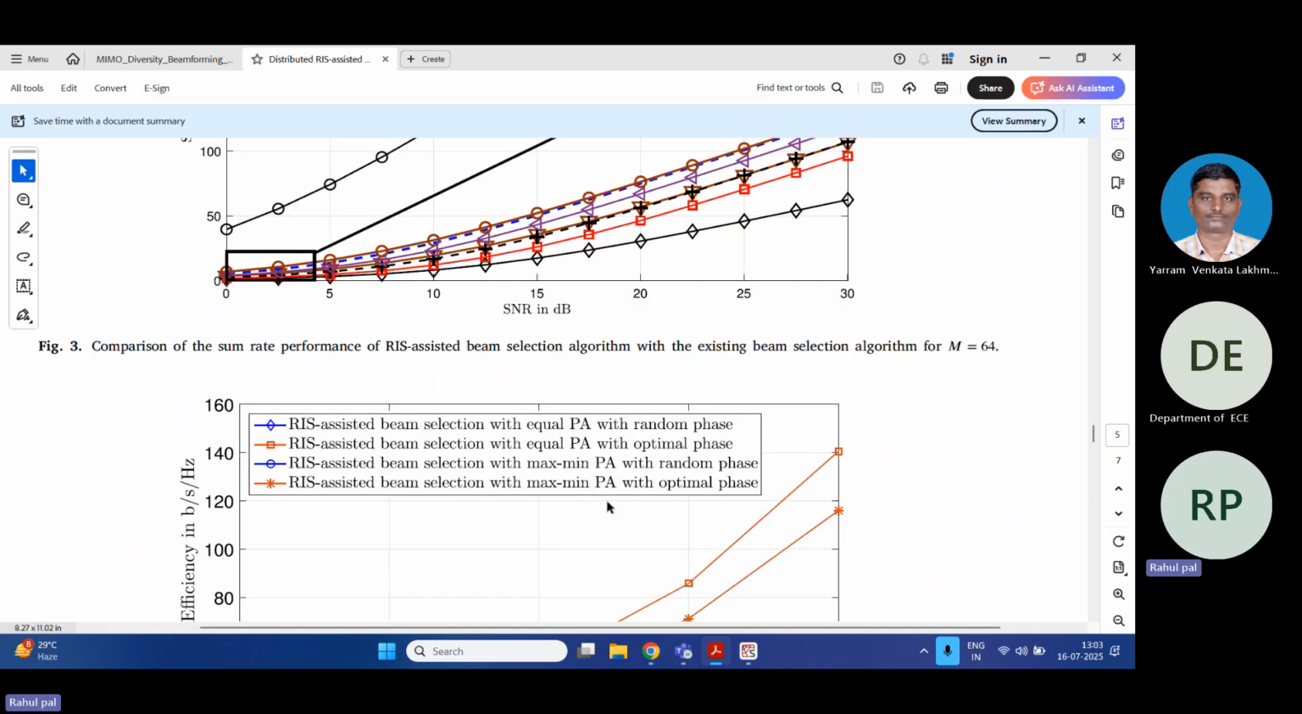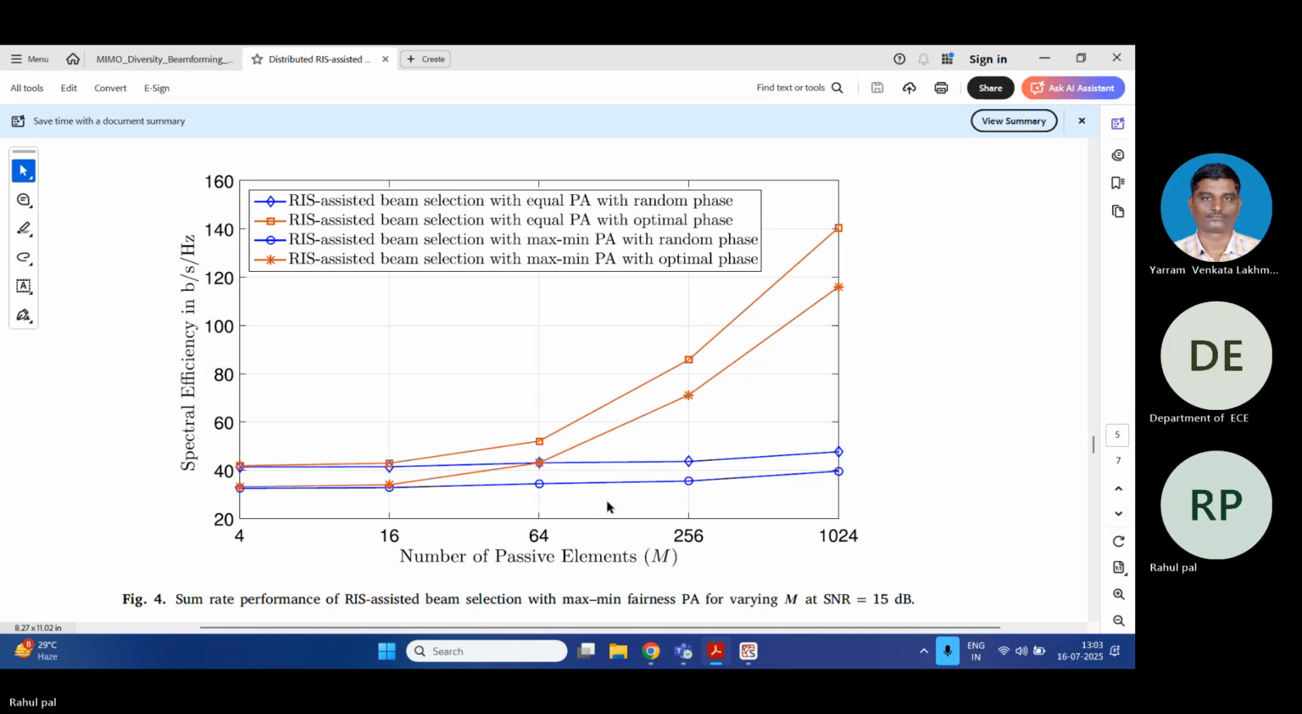Now in the second figure, there are two cases with equal power: one with the random case and one with the optimal case. In both cases we are giving equal power, but for the first case I am using the optimal RIS configuration, and in the second case I am using random RIS phases. So you can see the difference. With the random case, the spectral efficiency is not much improving as the number of passive elements increases, but with the optimal case the spectral efficiency improves much with the increase in the number of passive elements.